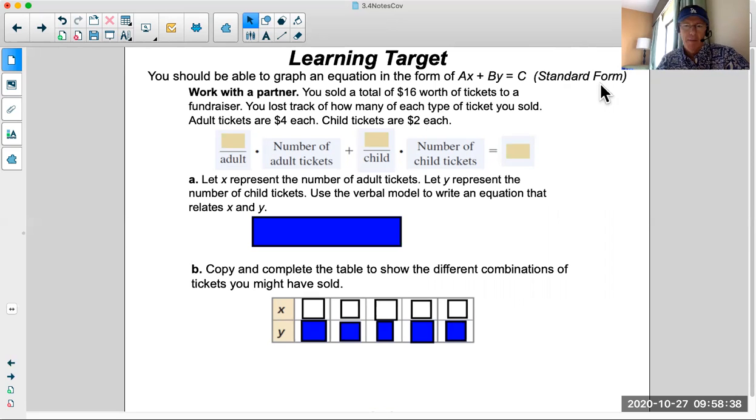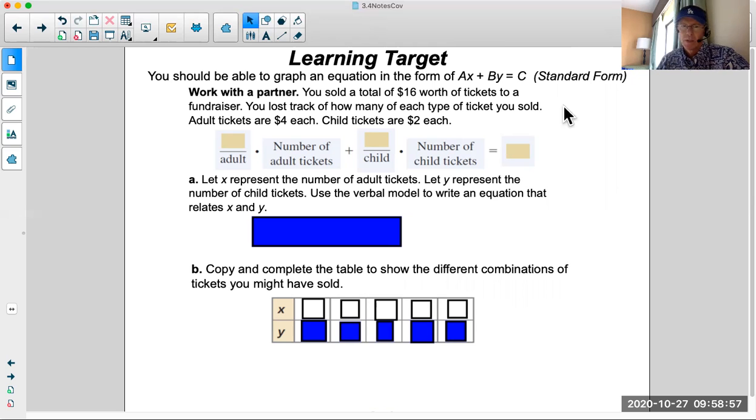Anyway, so you sold a total of $16 worth of tickets to a fundraiser. Good for you. That's awesome. Glad you did that. Hope it was for a good cause. I'm sure it was. You lost track of how many of each type of ticket you sold. So there's more than one type, right? There's adult tickets that are $4 each and child tickets that are $2 each.